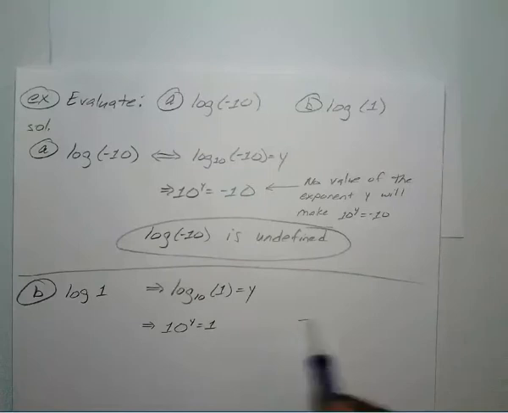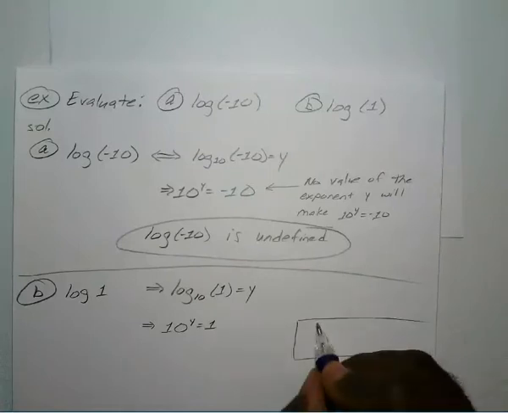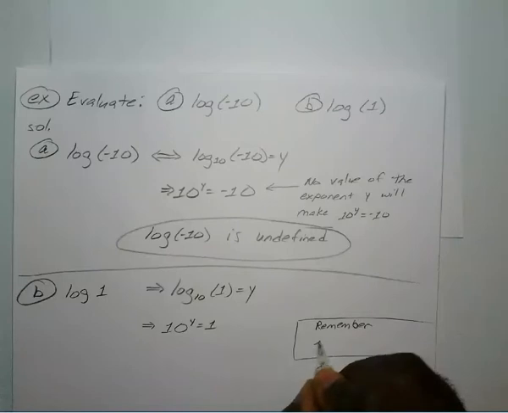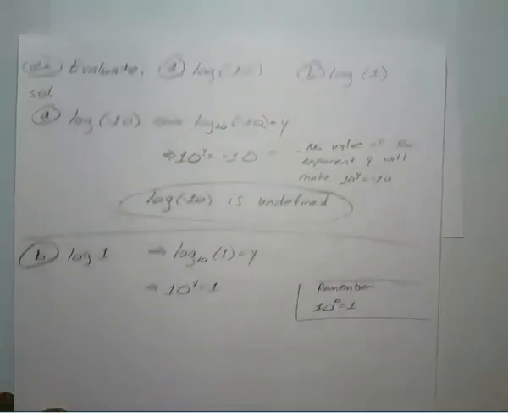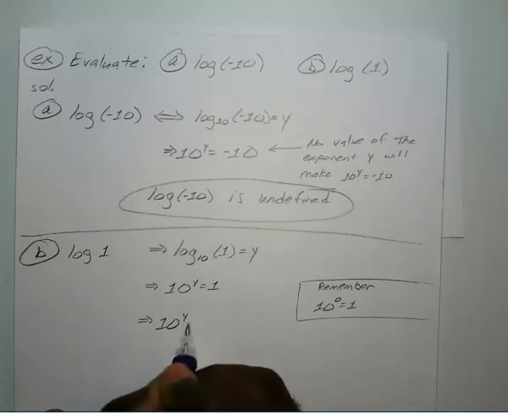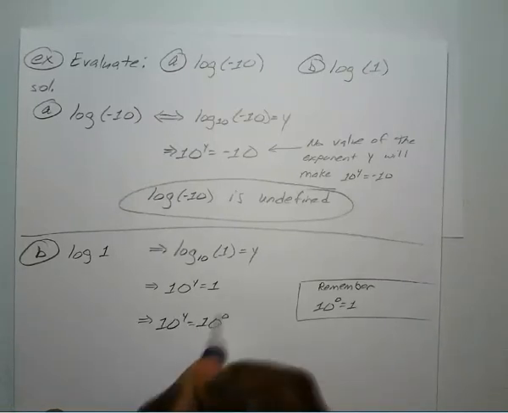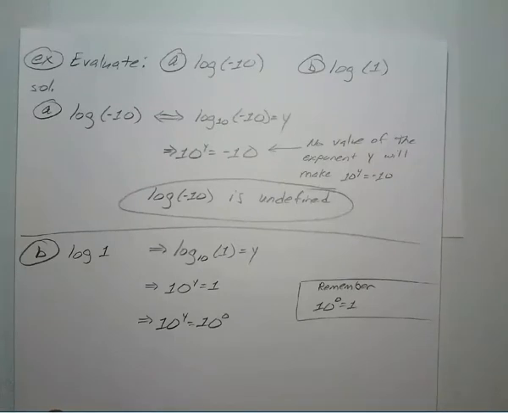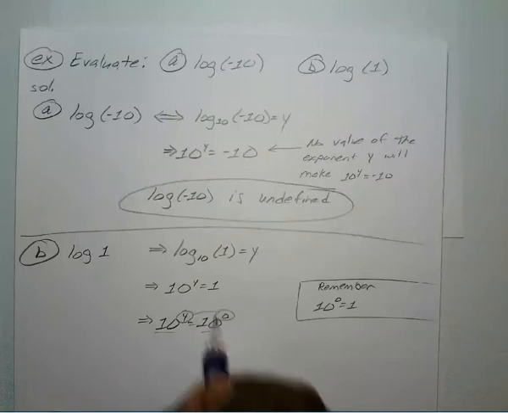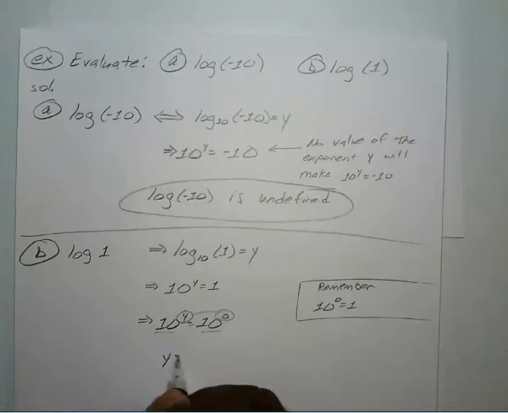Okay. And if you remember, anything raised to the power of 0 equals 1. So you can rewrite this as 10 to the power of y equals 10 to the power of 0. And again, your bases are the same. So that just means that your y is equal to 0.